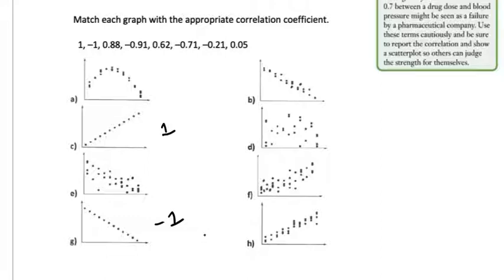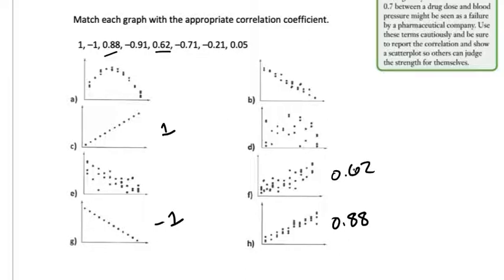0.88 is pretty close to a line that has a positive slope. There are two graphs where the line has a positive slope and the points are kind of close. These two. Those two are going to be the values of the 0.88 and the 0.62. And the one that I would say is closer to a straight line is H. So I'm going to give this one 0.88 and I'm going to give this one 0.62.